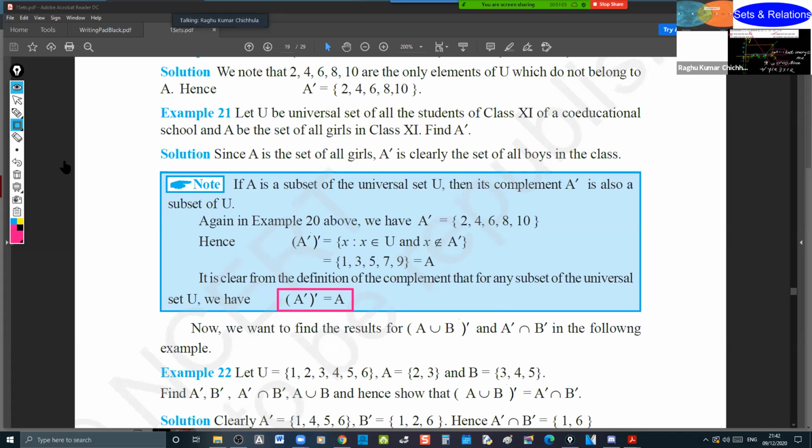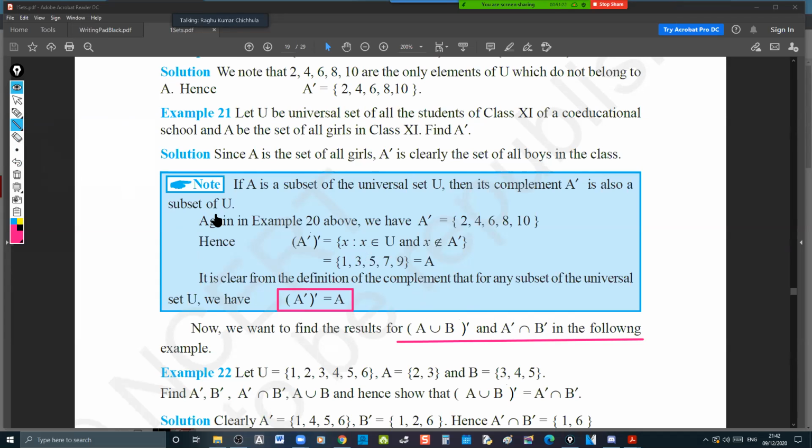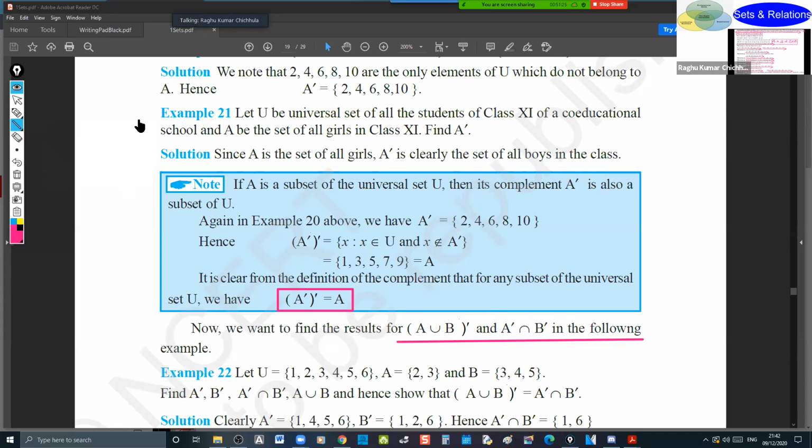Similarly, this is important, please. Further in probability you will be getting this: A union B whole complement equals A complement intersection B complement. Let me take the same example and write the results. That will be important because further you will have to write these results theoretically, as the conclusion. Let me write them first, and then we will proceed to solving the problem.